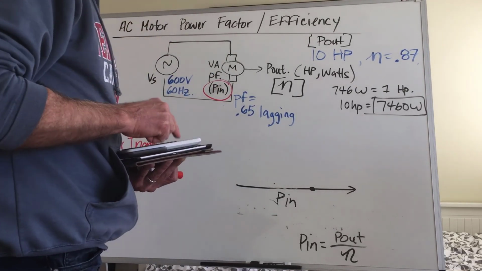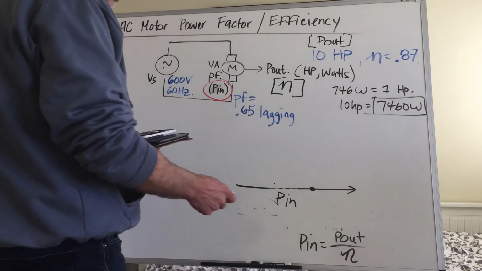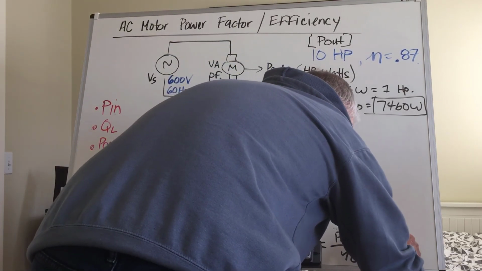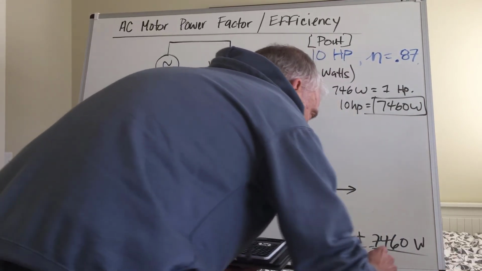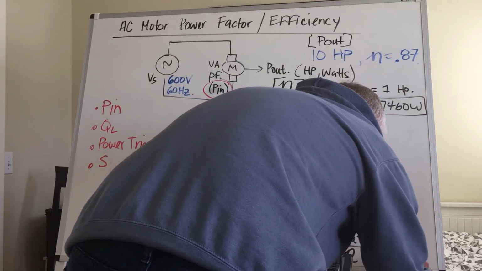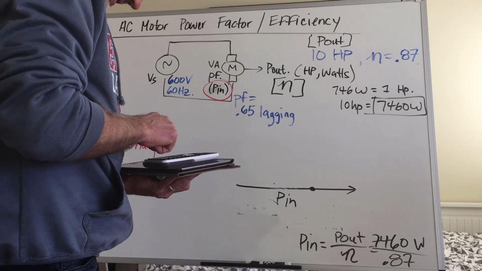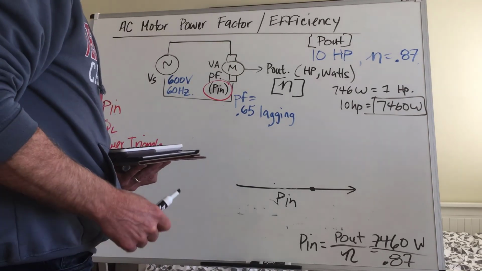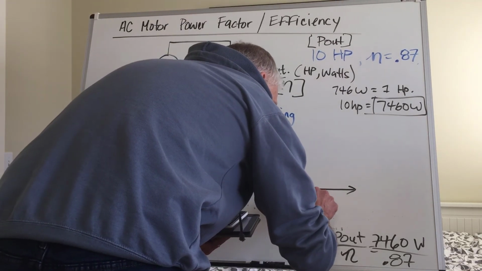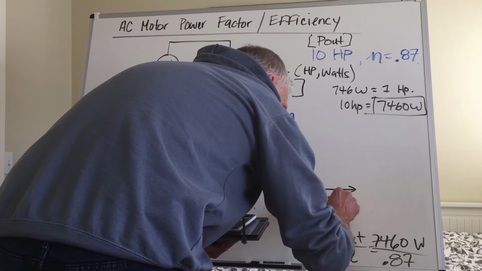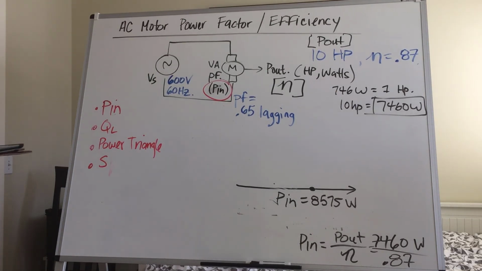So I'm going to take my calculator and go 7,460 as my P out value, 7,460 watts, because we put it in watts, divided by 0.87 for the efficiency. That gives us 8575. So that means our P in value is 8575 watts. Now we know we have a lagging power factor.